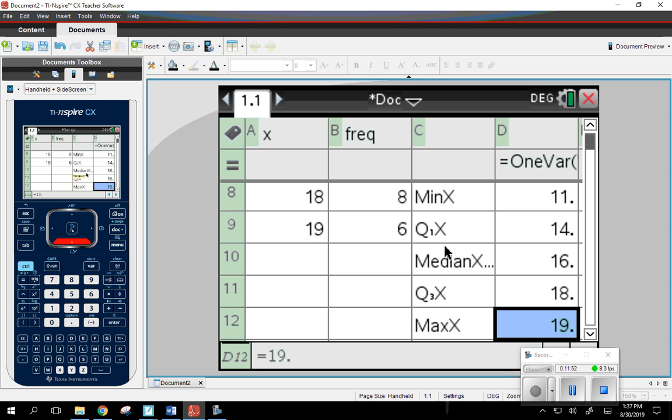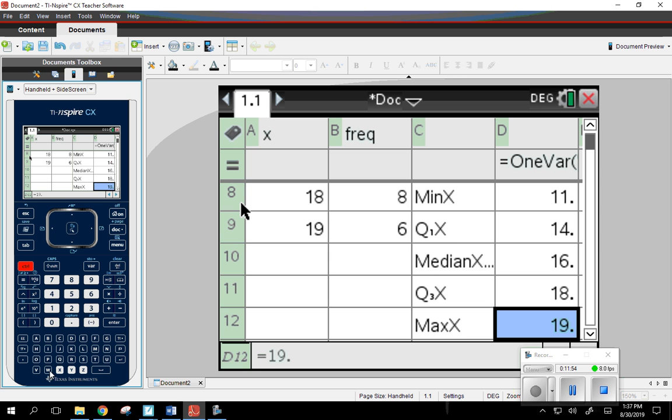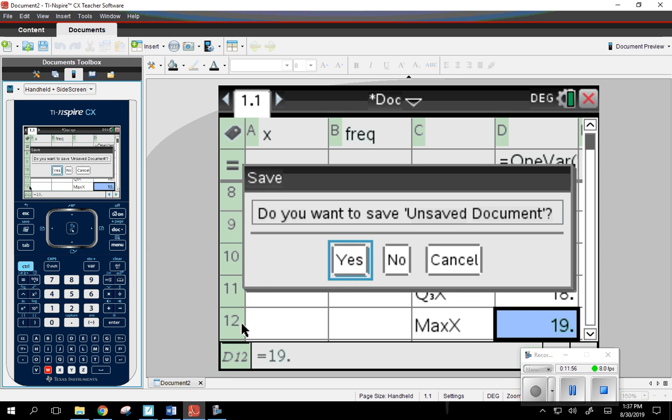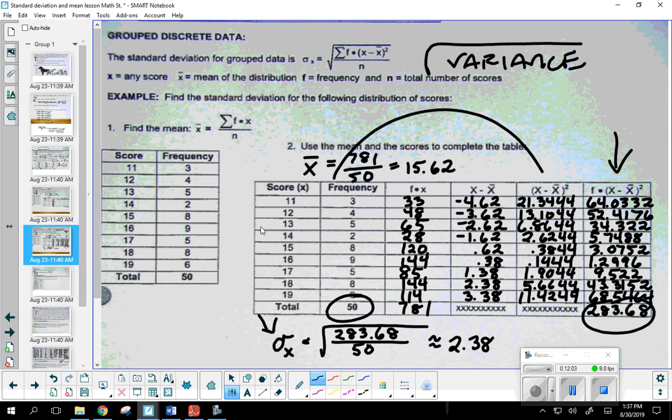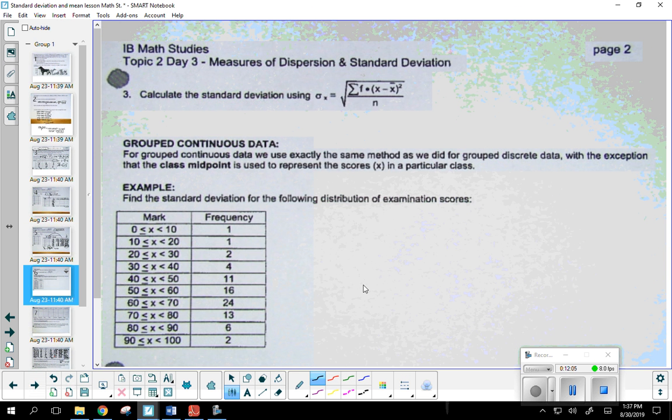Now, as soon as I'm done with the problem, I'm going to hit Control W. Always hit Control W. Do you want to save this? No. And there we go. Now when I'm ready to put another one in, it'll be good to go. Okay. So there we go. Good.